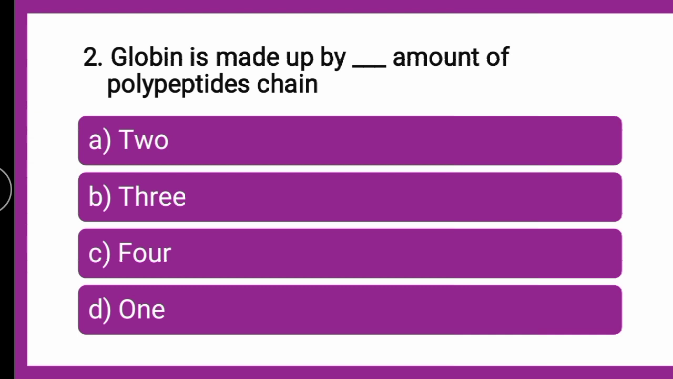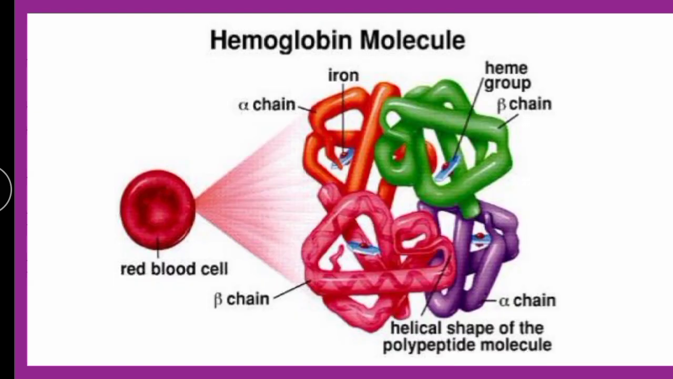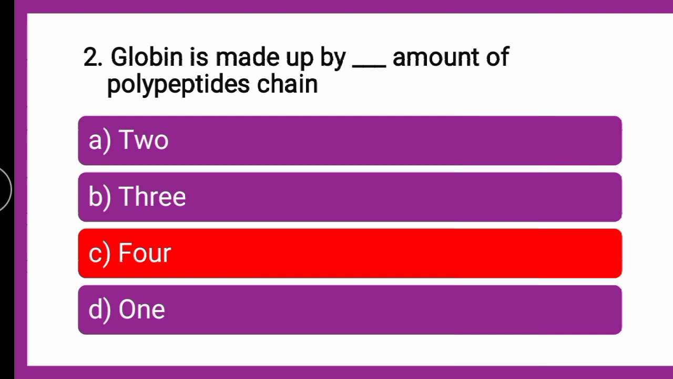Now if you talk about the globin polypeptide chains, the hemoglobin molecule you can see here in the picture. These are the 2 alpha chains and these are the 2 beta chains. These are the polypeptide molecules. So herein you can see that there are 4 polypeptide chains which globin is made up of.